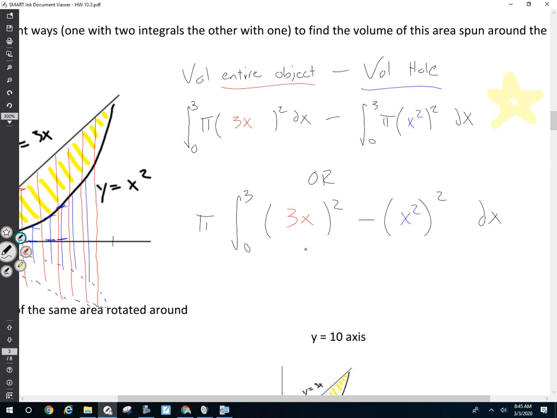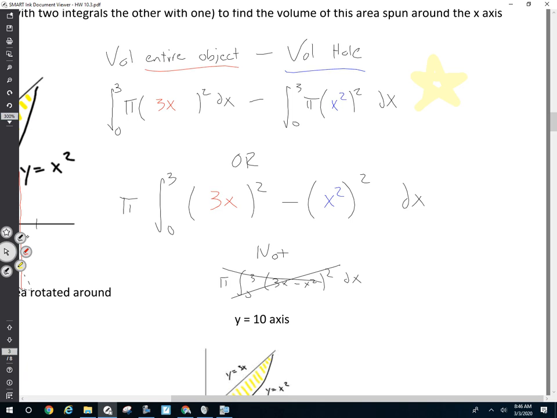I see if they try to memorize this, they memorize it wrong and they do pi integral from 0 to 3 of (3x minus x squared) squared. And that's not correct. This is not the same. If I had to square this, it's not going to be 9x squared minus x to the fourth. So don't use this form unless you really understand it.